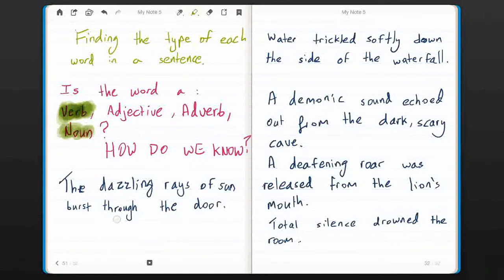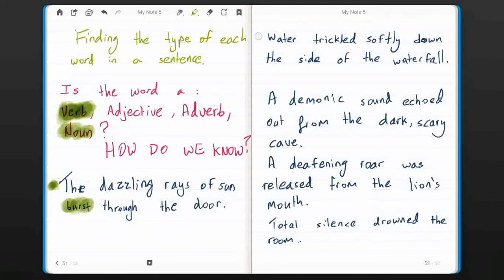If we look at this first sentence here, we can see the dazzling rays of sun burst through the door. Now we need to work out which one is the action there, and to help us figure that out, we can work out which objects there are that could be doing the action. Dazzling is not an object, is it? Rays are kind of an object, and the sun, obviously that's an object that we see every single day. So it's actually the rays of sun that are doing it. And that gives us the clue, which leads us to burst as the verb. That's the verb for the first sentence.